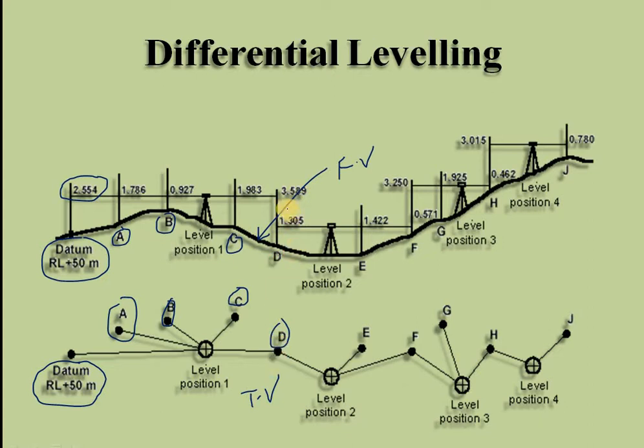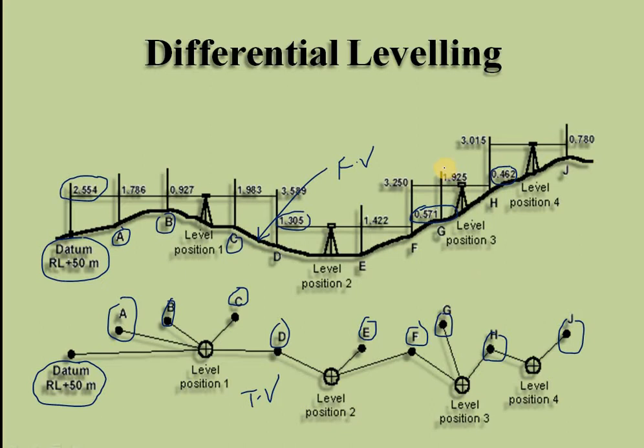Why? Because two readings were observed at that point, one is FS and another one is backside, and there we have 1.305, that is BS. Again on point E 1.422, on point F 3.250, on point G 0.571, on point H 3.015, and on point J 0.780. We can observe the two readings 0.571 and 0.462, so this is known as the FS of the two points.